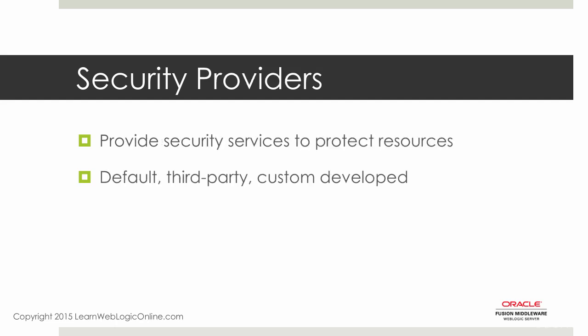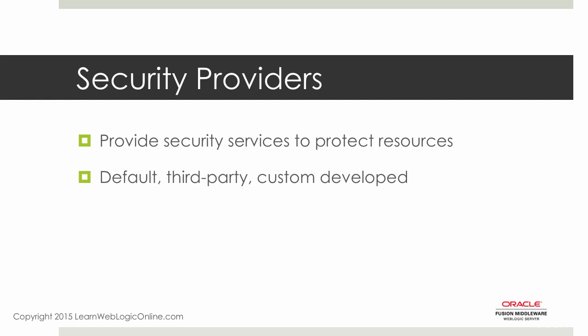So the security realm contains what's called security providers. Security providers provide authentication, authorization, identity assertion, password validation, and auditing services within a WebLogic domain. And since Java EE application security is managed by the WebLogic container, the container uses these security providers that are defined within the security realm to provide that security.